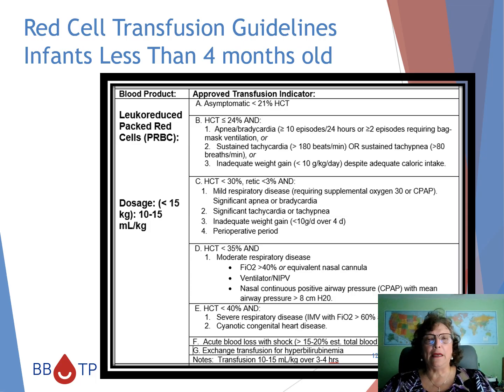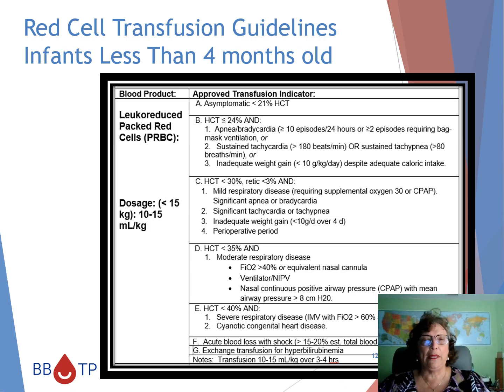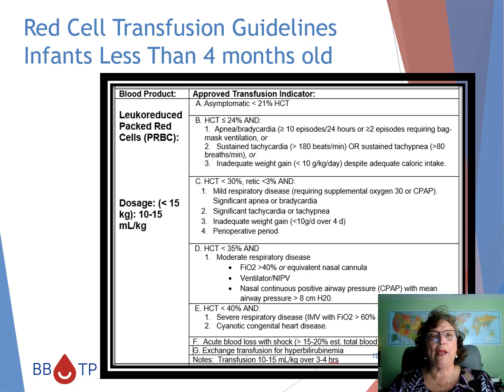Here is a list of the guidelines. This is actually from the University of Florida at Shands Hospital. And this gives you the dosage that you would use, so approximately 10 to 15 mLs per kilogram. Usually the approved transfusion trigger is defined by looking at the hematocrit and then what symptom the child and the infant is exhibiting. So there's a number of different reasons, and as you can see, a lot of it has to do with situations in which you have cardiac situations for the baby or respiratory issues and sepsis.